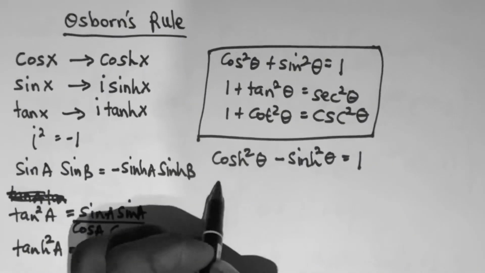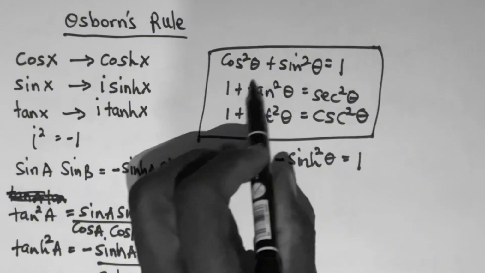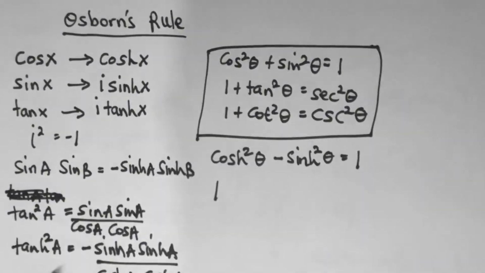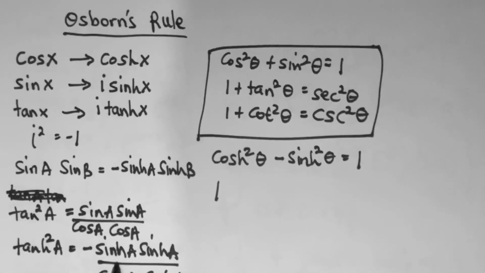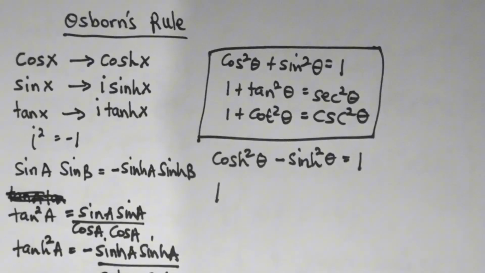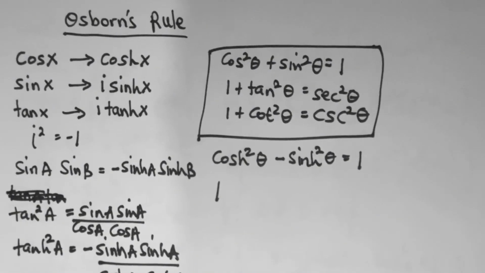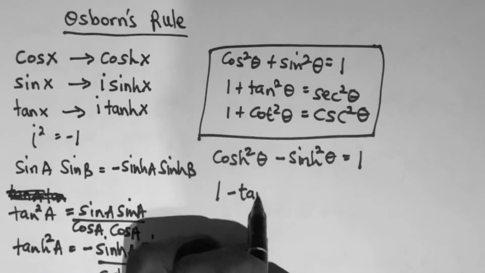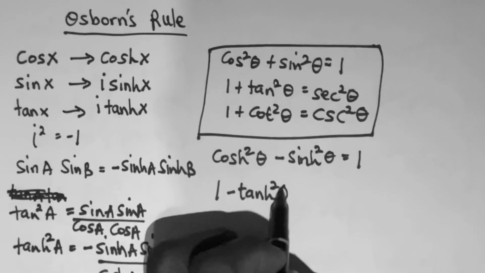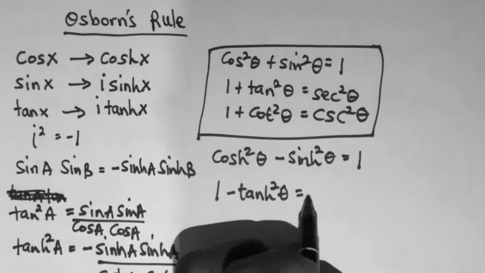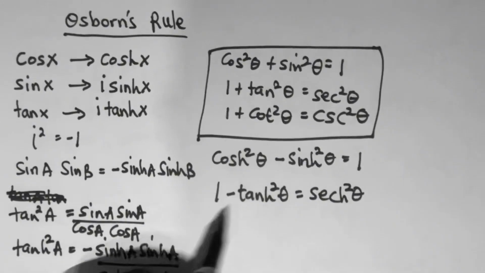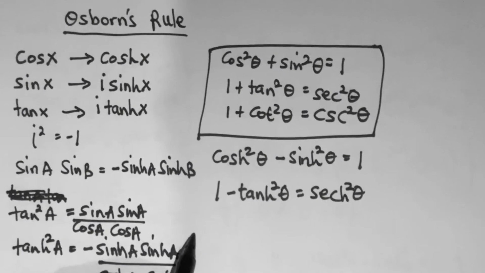Here's 1 plus, so 1. Now you can see that there is an implied sine function here, because tan squared theta is the same as sine theta times sine theta divided by cos theta times cos theta. So here becomes minus the hyperbolic tan squared theta equals sec squared theta. So it becomes the hyperbolic sech squared theta. So we've written that identity too.